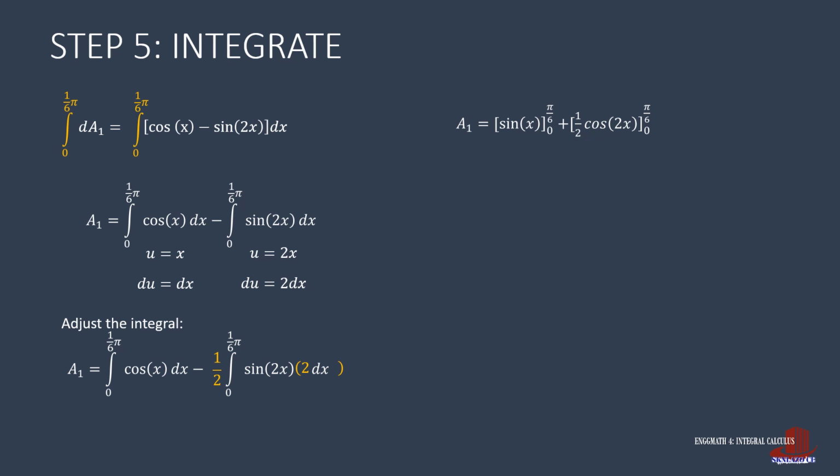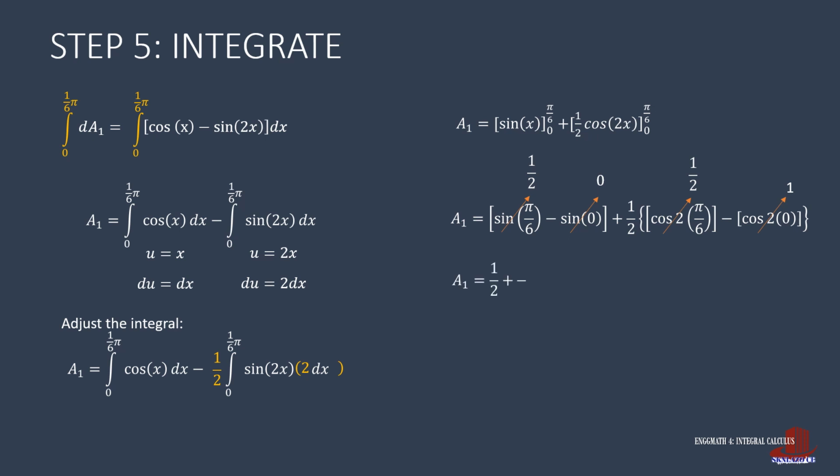Now plug in the limits and have the sine of pi over 6 minus sine of 0 plus half of the quantity cosine of twice of pi over 6 minus cosine of twice of 0. Cosine of 0 is 1. Cosine of pi over 3 is 1/2. Sine of 0 is 0, and sine of pi over 6 is 1/2. This can be simplified as 1/2 plus half of negative 1/2, or that is 1/4.